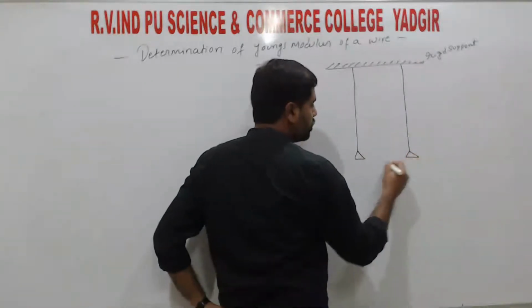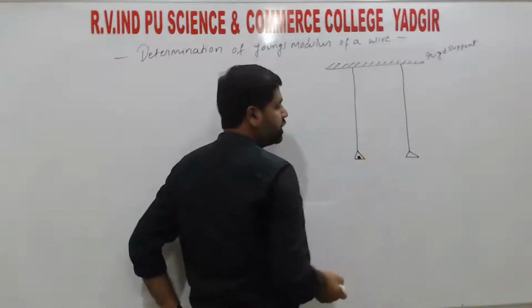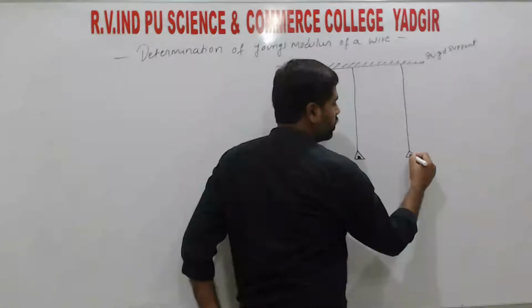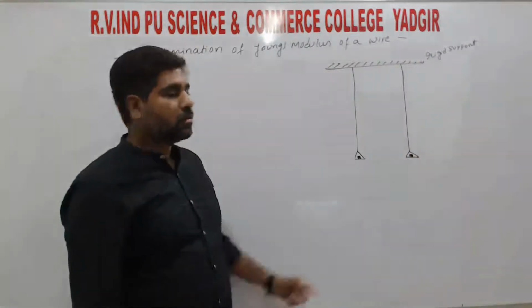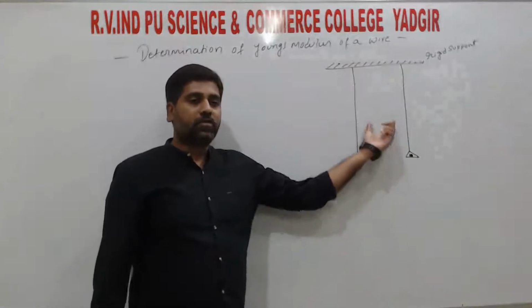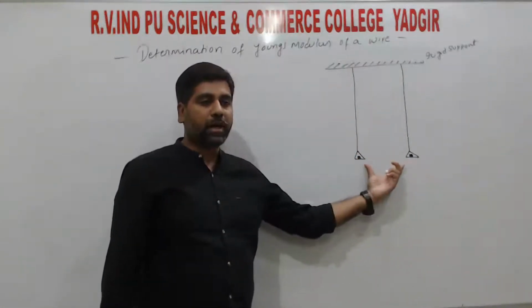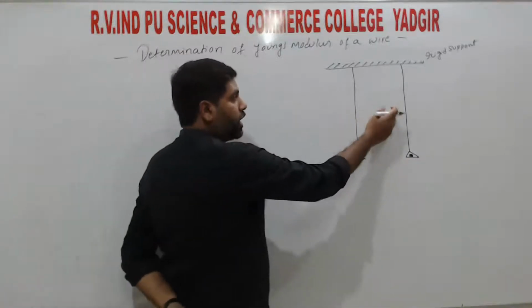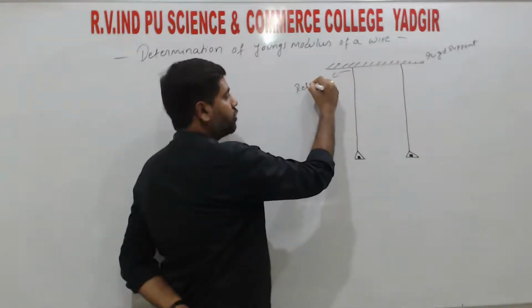In this pan, some mass or weight is loaded, right? We place the same load on both sides. Why? Because the wire should be straight. For it to be straight, we need to hang some loads at the other end of the wire, right? Out of these two wires, the first wire we consider as the reference wire.